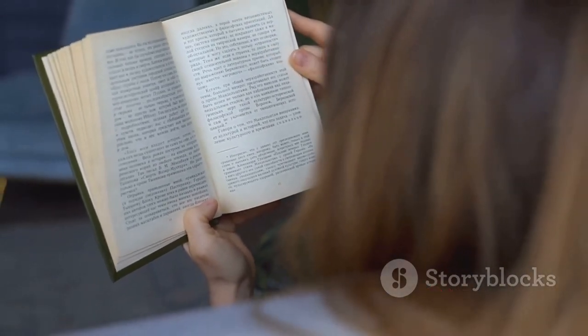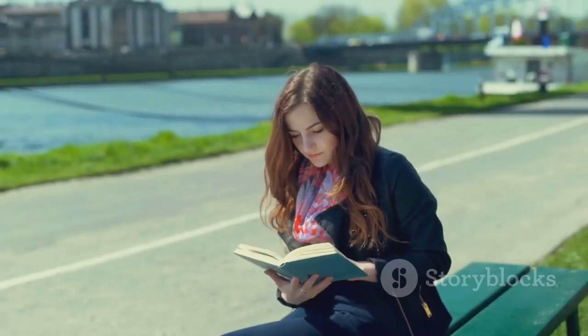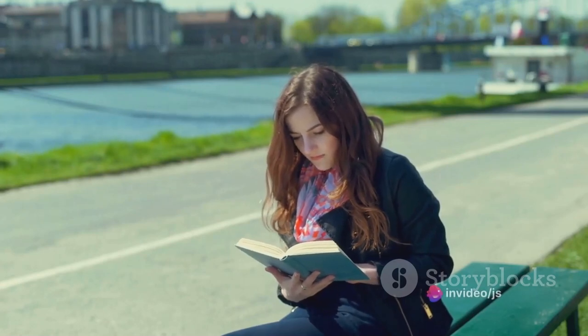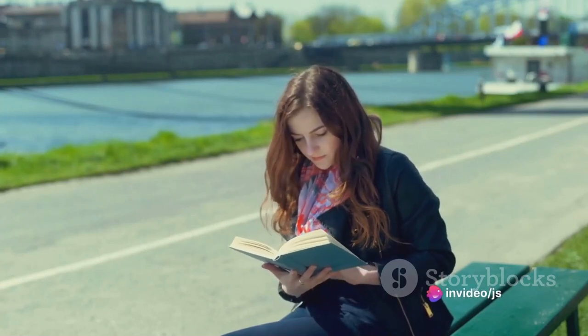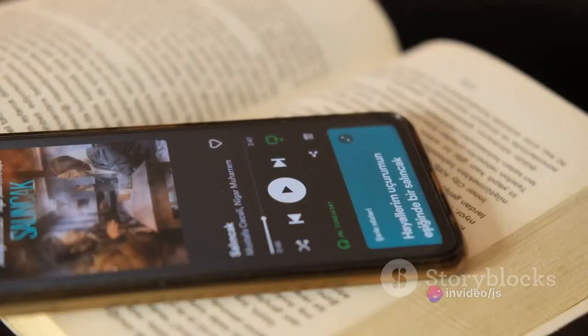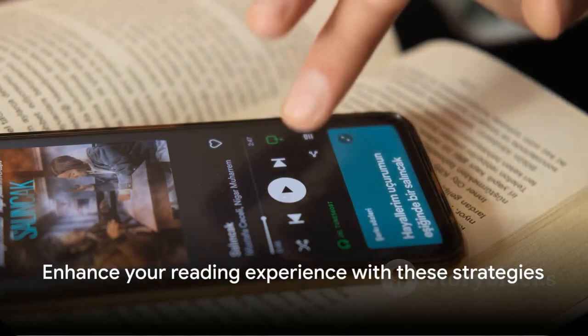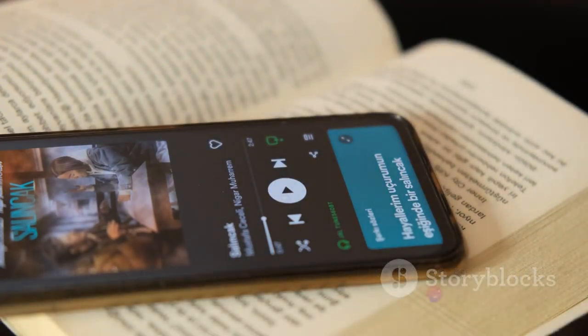These strategies are not just tools for understanding. They are gateways that can lead us deeper into the heart of the narrative. They allow us to engage with the text on a more profound level, to see beyond the words on the page, and to truly immerse ourselves in the world the author has created. With these strategies, narratives will become a more immersive and understandable experience. Enjoy the journey and happy reading.